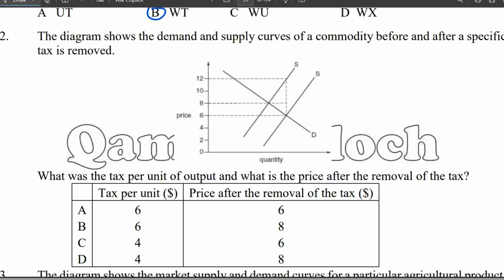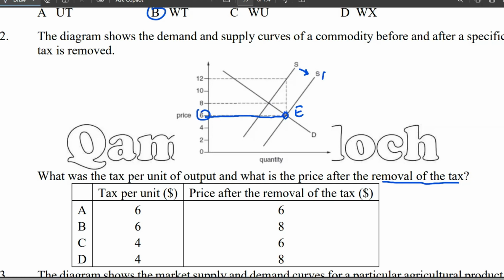Like I told you earlier, the vertical gap between two supply curves is per unit subsidy and per unit tax. This is the case of subsidy. When the government removes tax, it is exactly the same as a subsidy, so it will shift the supply curve to the right. When the supply curve shifts to the right from S to S1, the new equilibrium will take place at E, and you can see the new equilibrium price is $6.